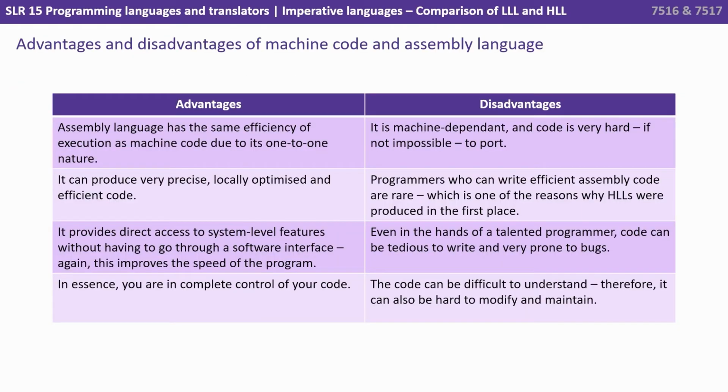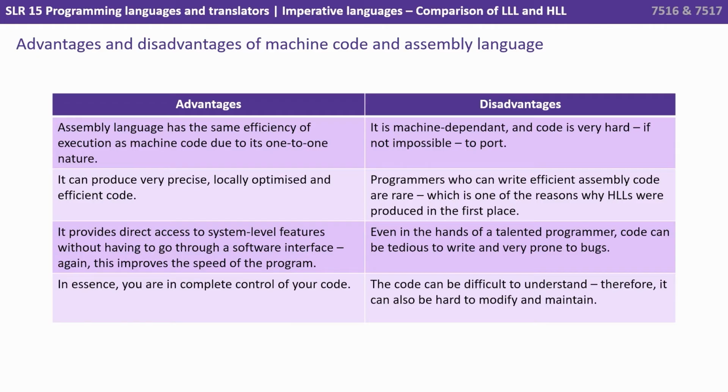So let's look at the advantages and disadvantages of machine code and assembly language. So some advantages. Assembly language has the same efficiency of execution as machine code because it has a one-to-one nature, but it is machine dependent. And the code is very hard, if not impossible, to port. It can produce very precise, locally optimized and efficient code. But programmers who can write efficient assembly code are rare, which is one of the reasons why high-level languages were produced in the first place.